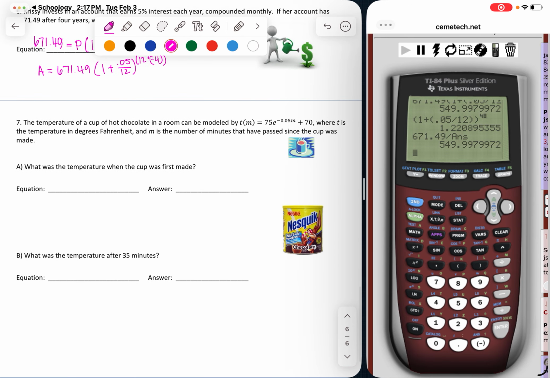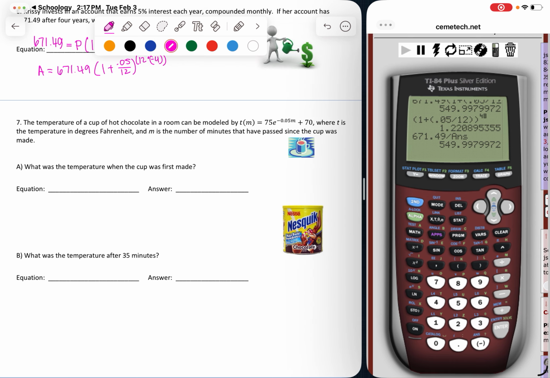Two problems left. The temperature of a cup of hot chocolate in a room can be modeled by T of M equals 75 times E to the -0.05 M plus 70, where T is the temperature in degrees Fahrenheit and M is the number of minutes that have passed since the cup was made. What was the temperature when the cup was first made?